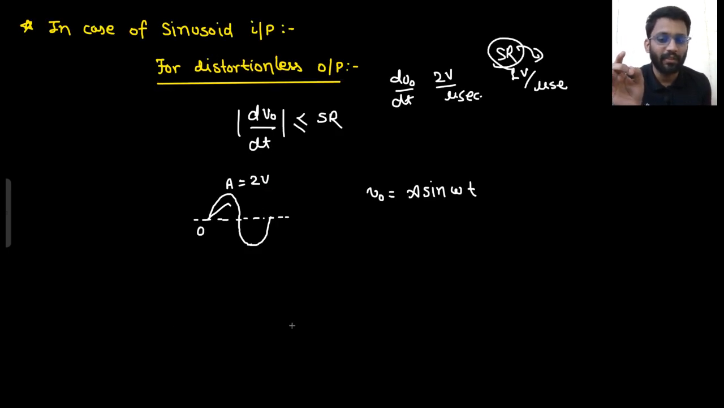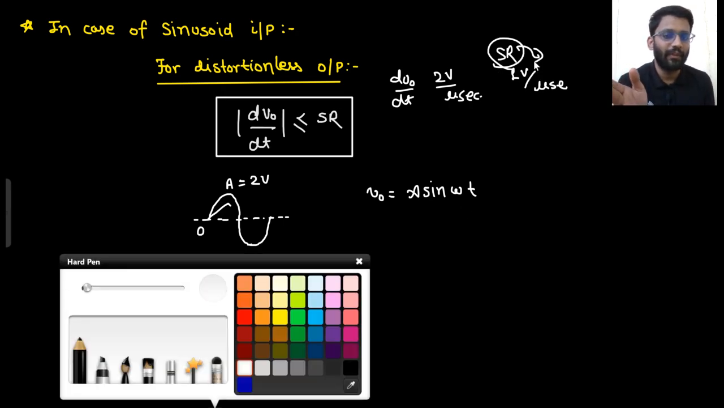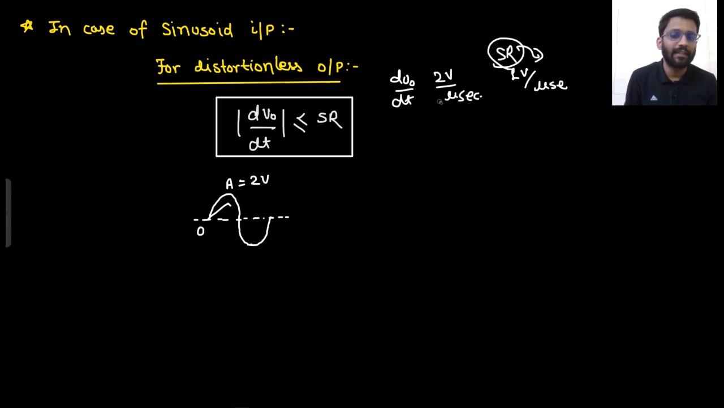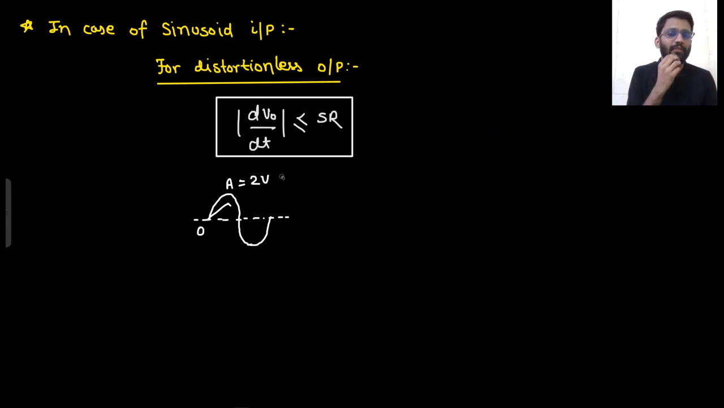If you are not able to understand, you just need to remember this. Otherwise, you would have understood by the example that your slew rate is lesser and the output is running fast. Then the OpAmp will not be able to catch the output if your output is running fast. So your output should run slow. Your dV naught by dt should be lesser than the slew rate. This is the condition that is asked many times. A lot of questions are asked from this condition.